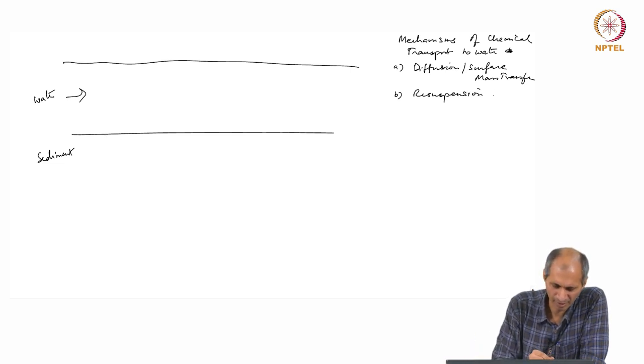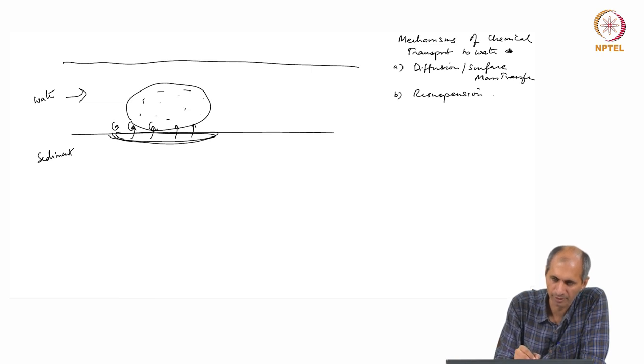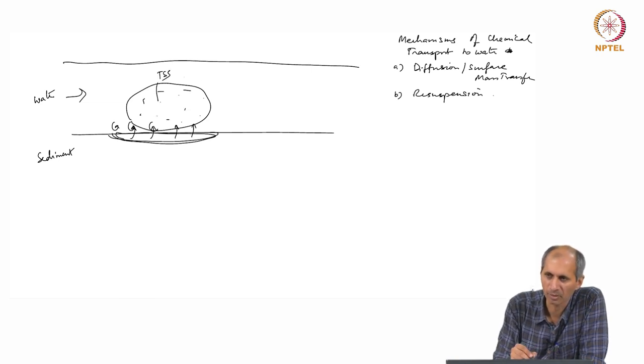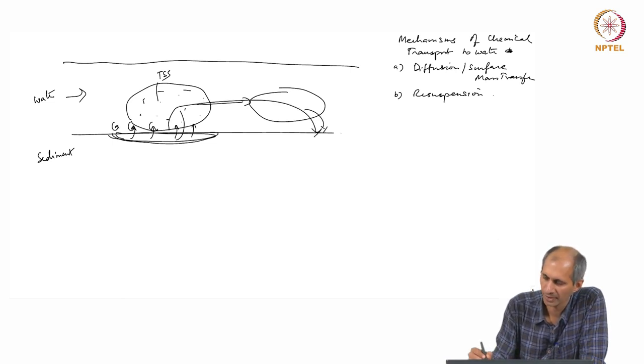Resuspension is when this surface sediment gets taken away. Because of the turbulent action of the water, there is enough energy for it to dislodge this mud and it now becomes a cloud. This is suspended solid, so the total suspended solids of the water increases and it goes downstream. And downstream it can deposit again. So this layer will go up and it will fall down again. So resuspension and deposition both occur all the time.